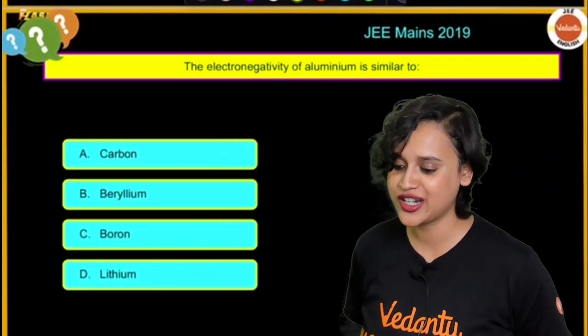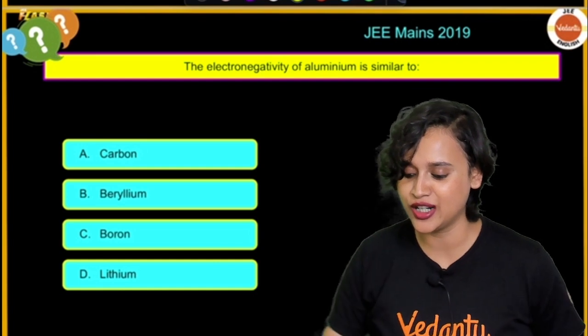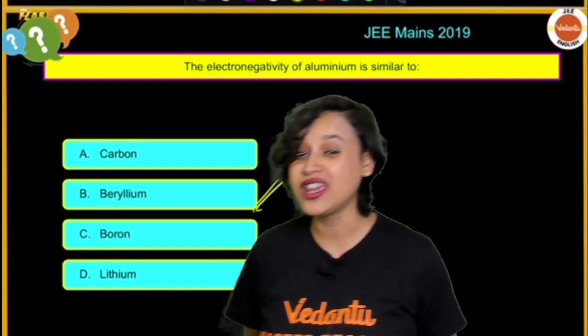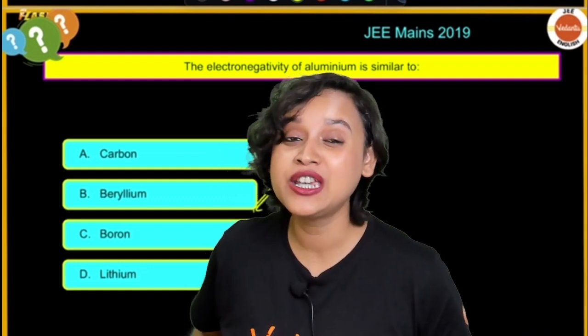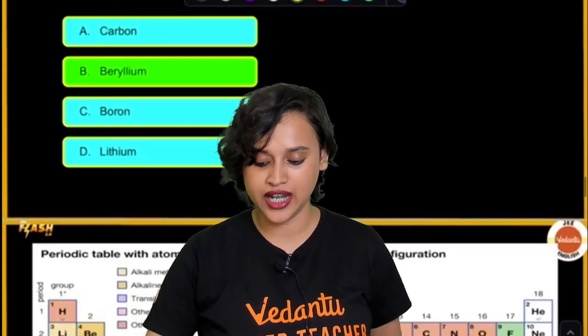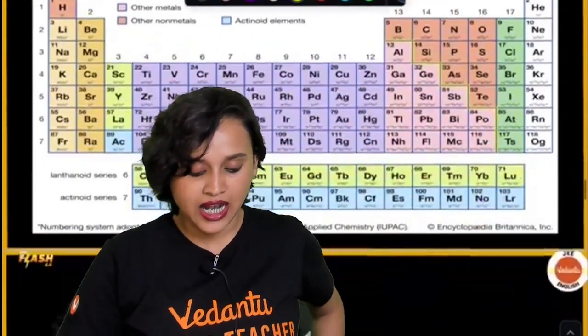Believe it or not, the electronegativity of aluminium is similar to beryllium, isn't it? You did not even have to think. You did not even have to pick your pen. So yes, JEE Mains does ask you such similar questions as well, and you know the answer.